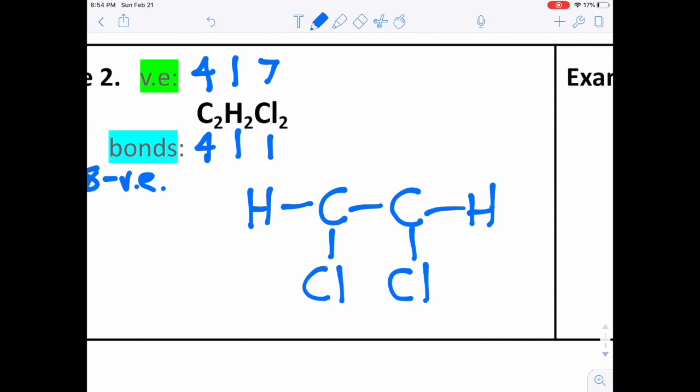This time I'll start with the math way. We know that carbon wants 4 bonds. So I'm going to look at this carbon here, and I'm going to count how many bonds it has.